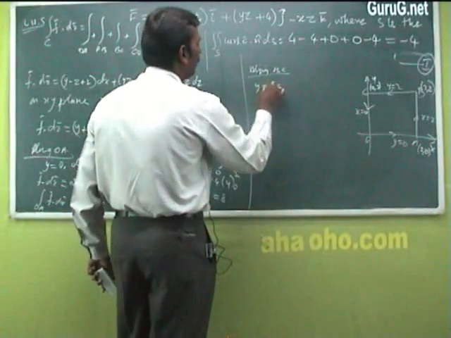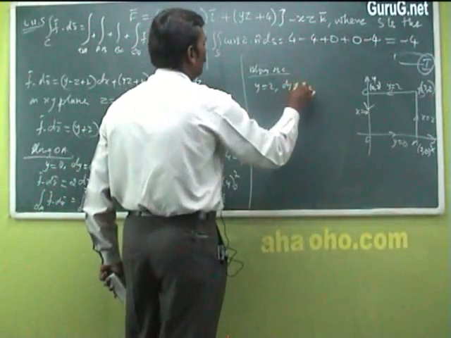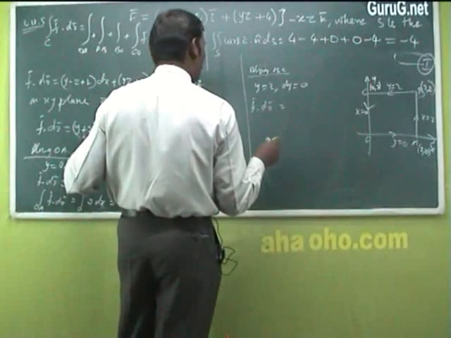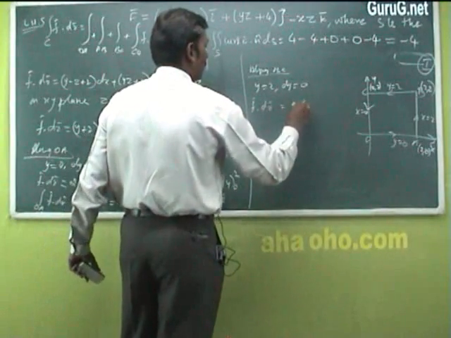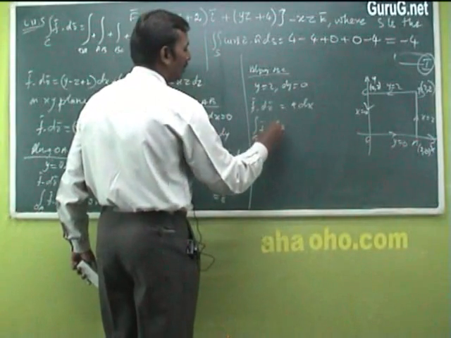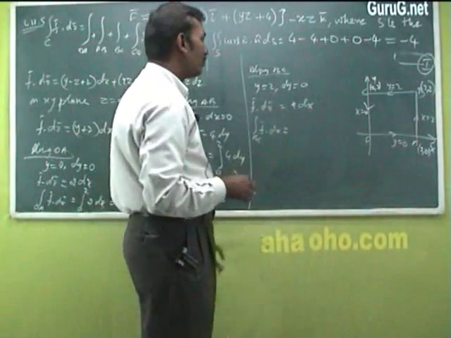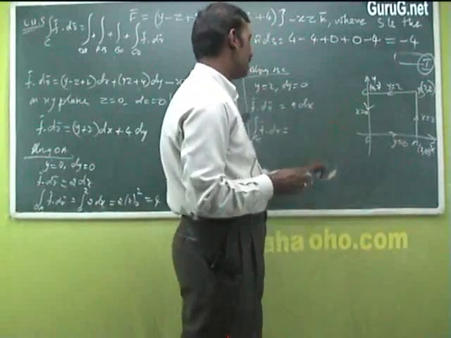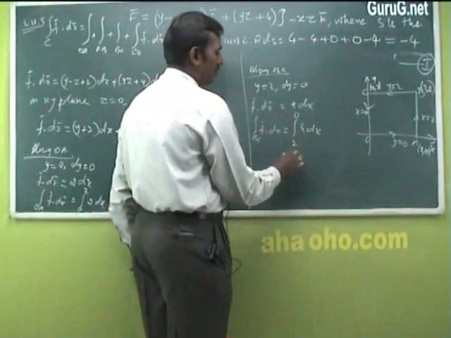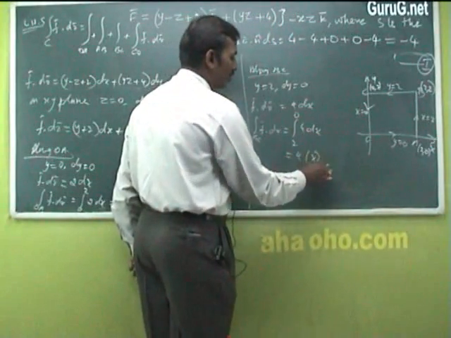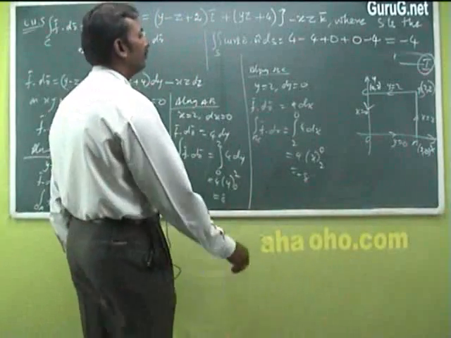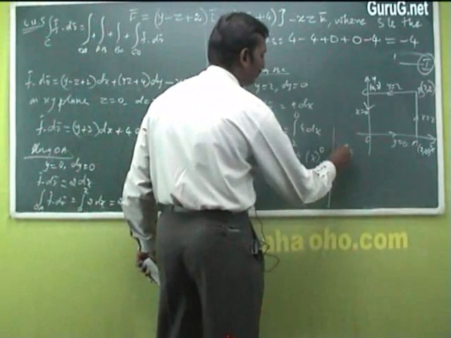Then along BC. BC is y equal to 2. So dy equal to 0. So F dot dr equal to, with y equal to 2, so 4 dx. The integral over BC of F dot dr equal to, so along BC x varies from 2 to 0. 4 dx. So 4 into x, 2 to 0. So minus 8.